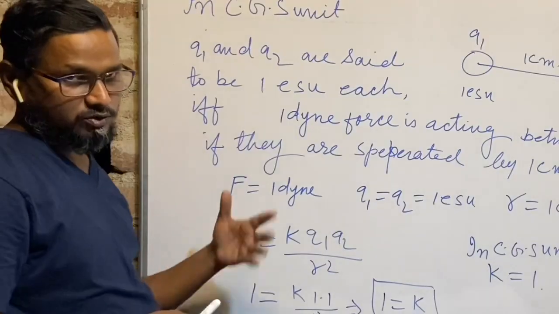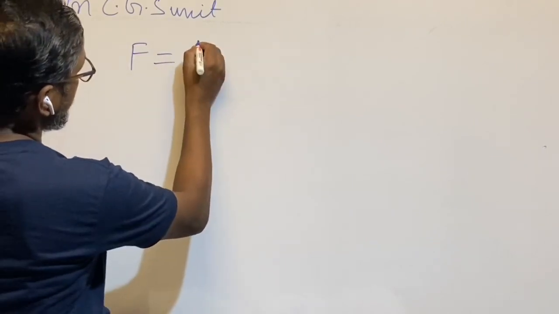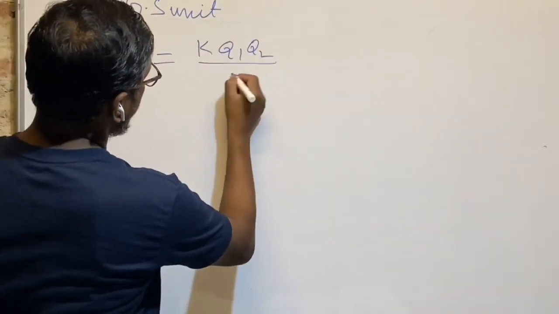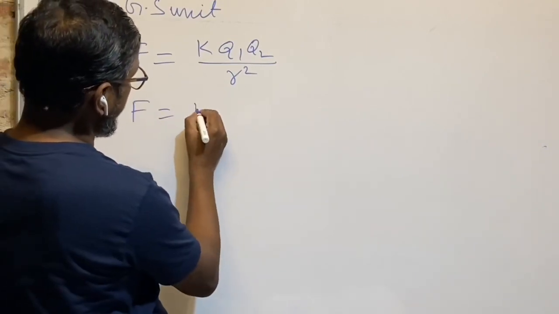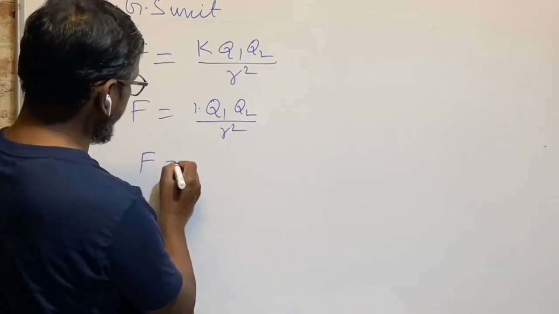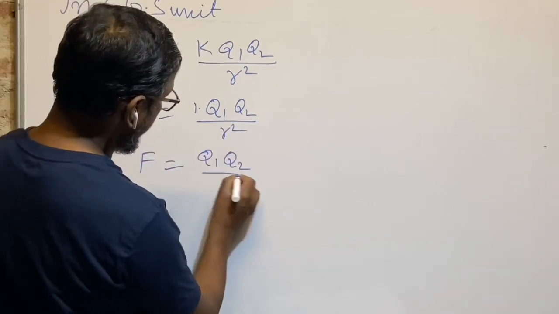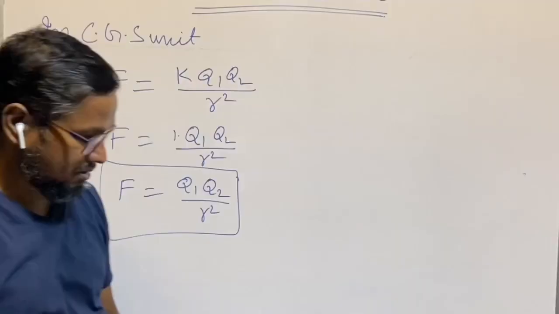So if we want to use Coulomb's law in CGS unit, we have the formula F is equal to K Q1 Q2 by R square. Here K we got as 1, so it will be 1 into Q1 Q2 by R square. Therefore, F is equal to Q1 Q2 by R square. This is the formula in CGS unit.